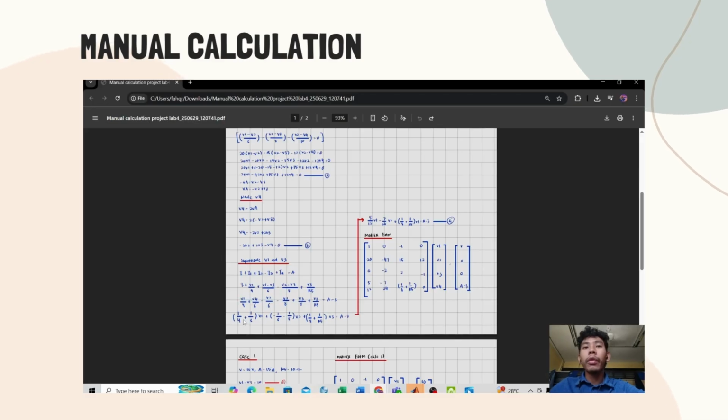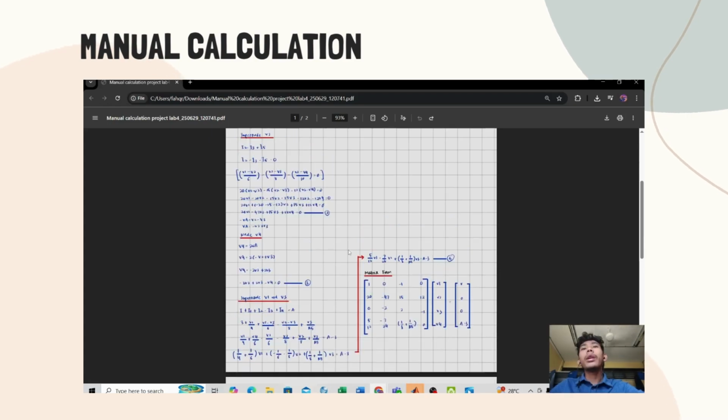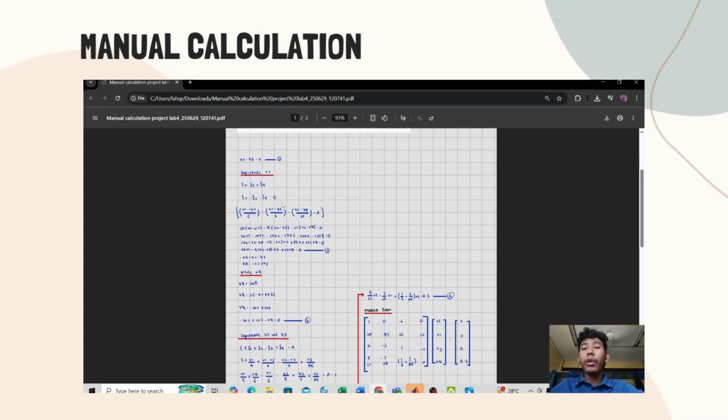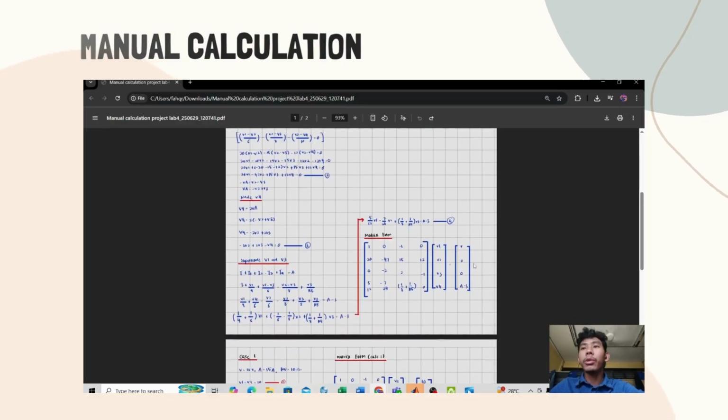We can get 1 over 4 plus 1 over 6 V1 plus negative 1 over 6 minus 1 over 8 V2 plus 1 over 8 plus 1 over R5 V3 will be equal to A minus 3. Then we simplify it and we have this equation over here. Now we have 4 equations.